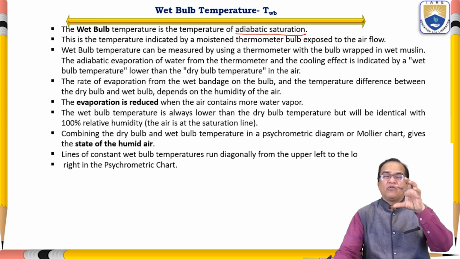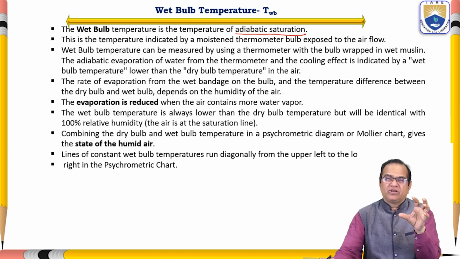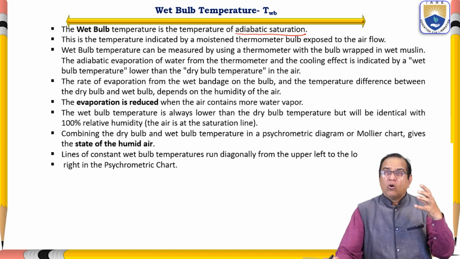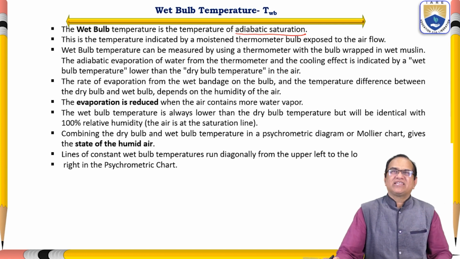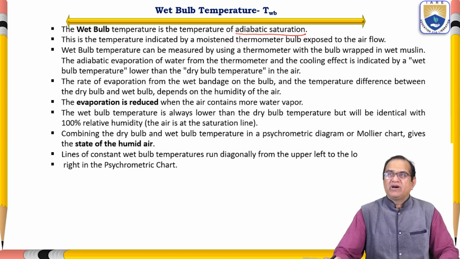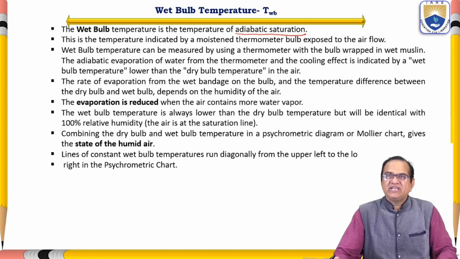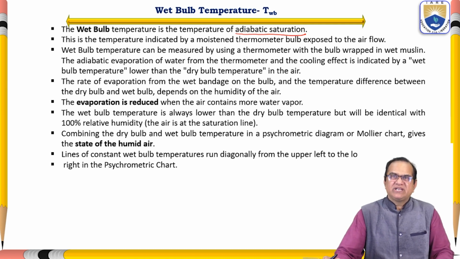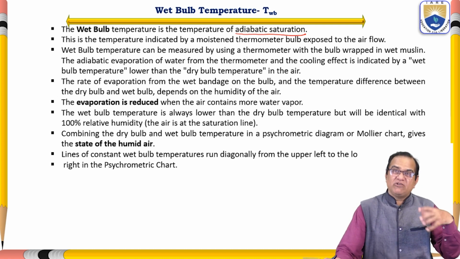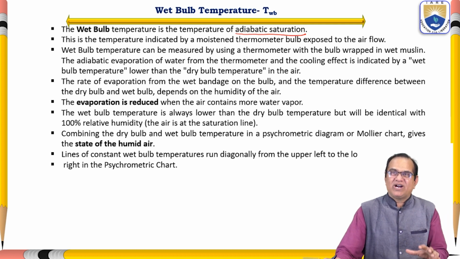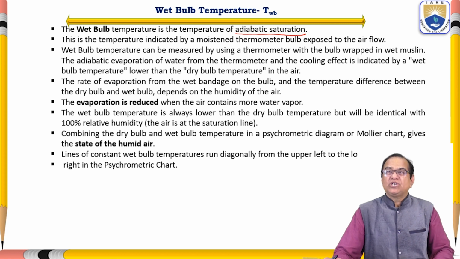This is the temperature in which moisture is put on top of the thermometer, and whatever value it is reading, that value is called the wet bulb temperature. Wet bulb temperature can be measured by using a thermometer with the bulb wrapped in wet muslin. So a wet cotton or something wet we have to put on it, and the temperature it reads indicates the wet bulb temperature. The adiabatic evaporation of water from the thermometer and the cooling effect is indicated by the wet bulb temperature. So how much adiabatic evaporation is taking place from the water also indicates how much cooling effect there is.